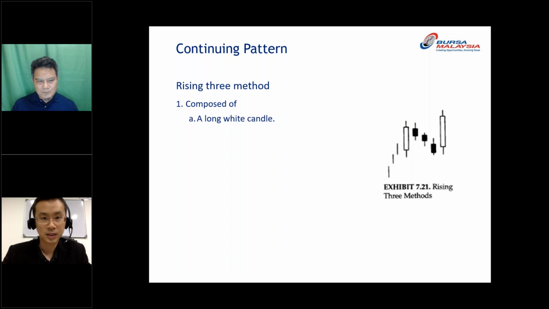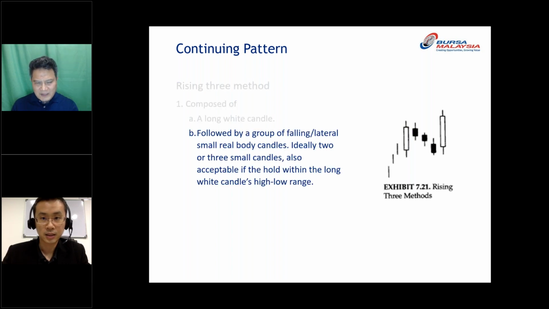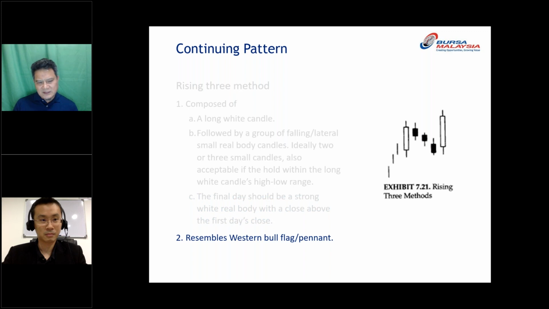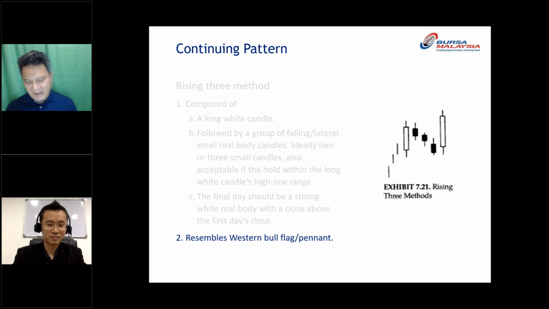So it is composed of a long white candle followed by a group of falling lateral small real bodies, 2 or 3, sometimes 4. Usually it's 2 or 3. And then the final day should be a strong white real body with a close above the first day close. In chart patterns, we always call it a flag or pennant, which is a pause in the upward movement before it moves higher.